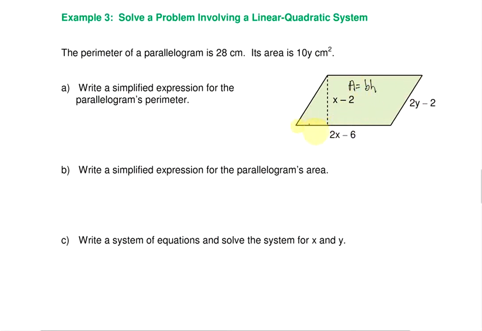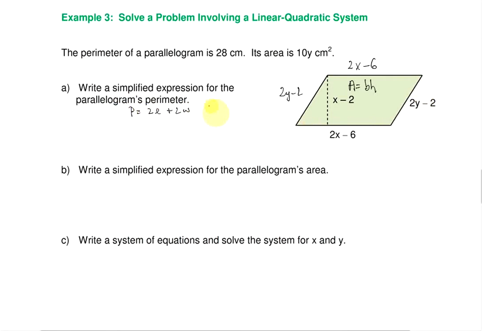So if the base is 2x minus 6, then the top part of our parallelogram is 2x minus 6, and if one side is 2y minus 2, then the other side is 2y minus 2 also. So if we want perimeter, then we just have to take the 2x minus 6 and times it by 2, and the 2y minus 2 and times it by 2. Remember in this case, perimeter will be twice the length plus twice the width, I guess that's the best way to describe it, length and width.